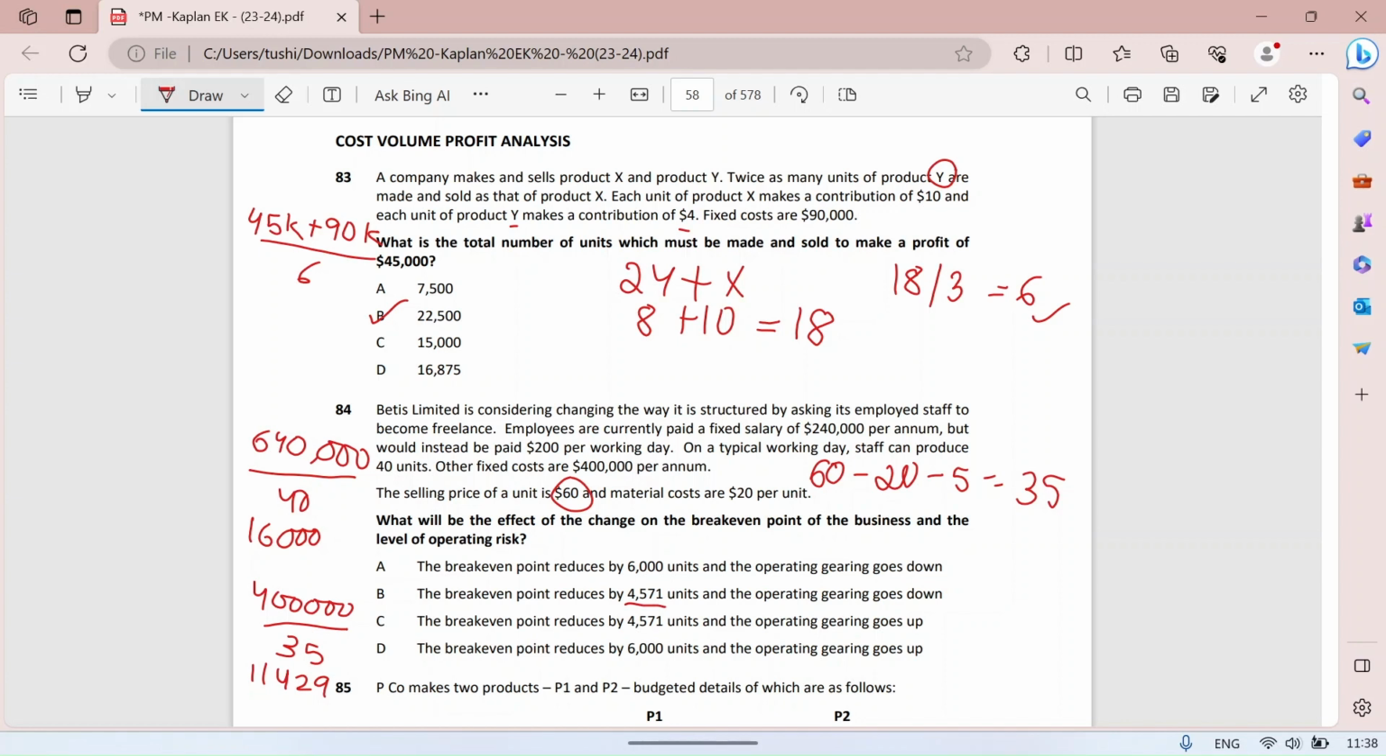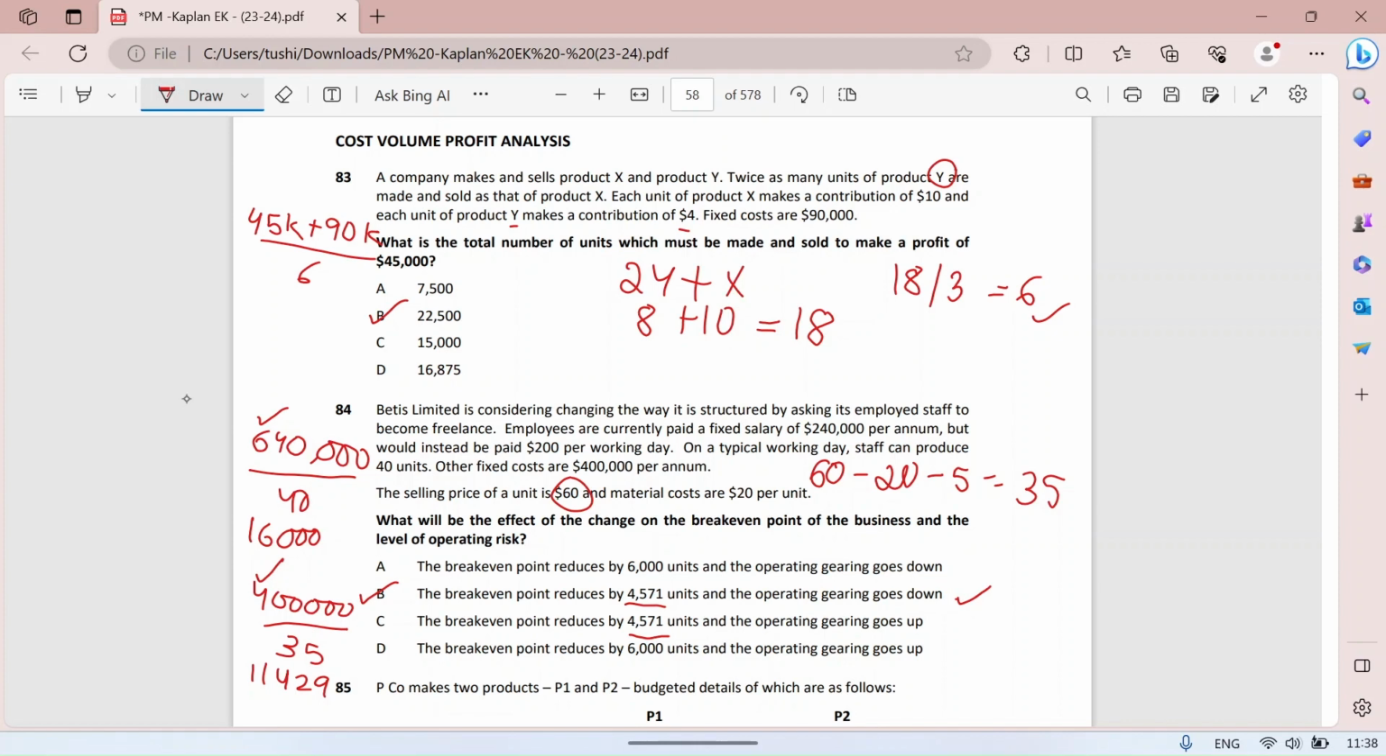4,571. Now the next thing that we have to answer here is what happens to the operating gearing. Whenever we consider operating gearing, it is concerned only with your fixed costs. Now if your fixed costs are decreasing, because we see earlier our fixed cost was 640, now it is 400, so our fixed costs have definitely gone down. So operating gearing also will reduce now that your fixed costs have reduced. So that is why operating gearing goes down is the correct answer, and that makes option B the right one.